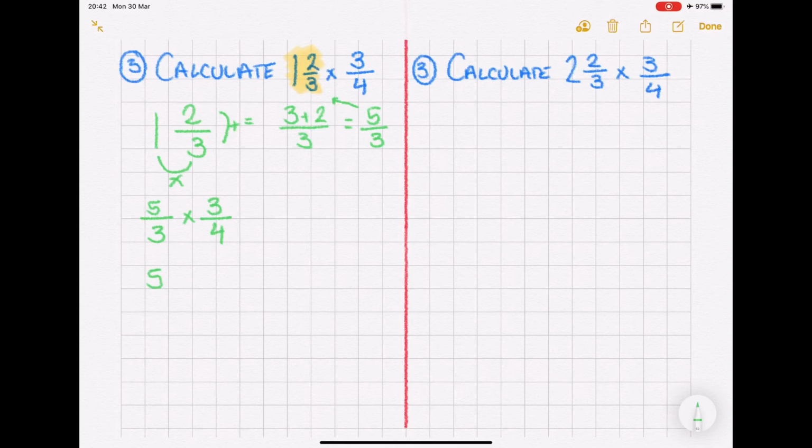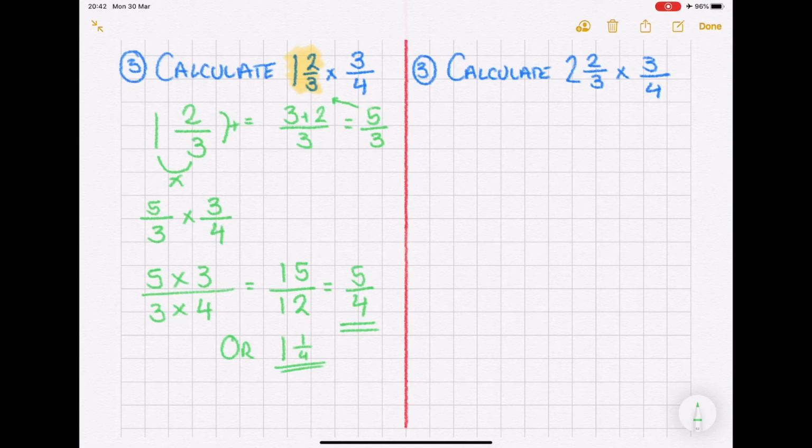And now we can do exactly the same as we've been doing the previous two. So that's 5 times by 3 over 3 times by 4. 5 times 3 is 15. 3 times 4 is 12. We can simplify that by dividing both top and bottom by 3 to give us 5 over 4. And that's our most simplified answer. You might see it in the form 1 1/4, and again, that's perfectly fine.